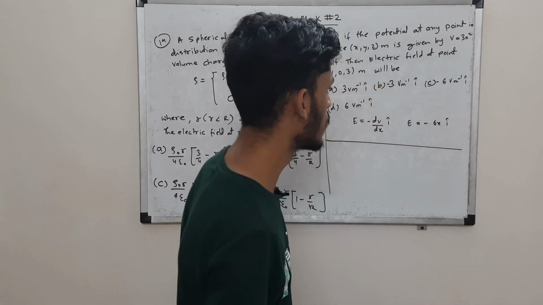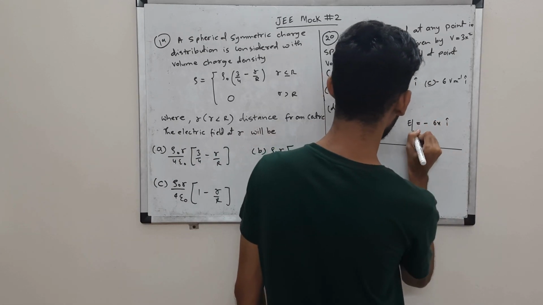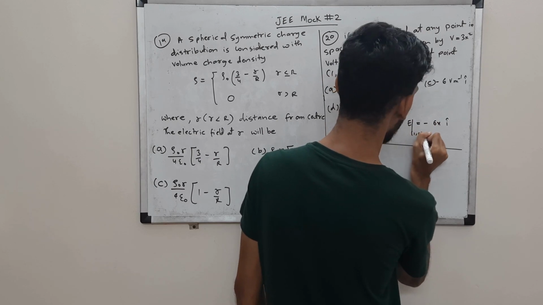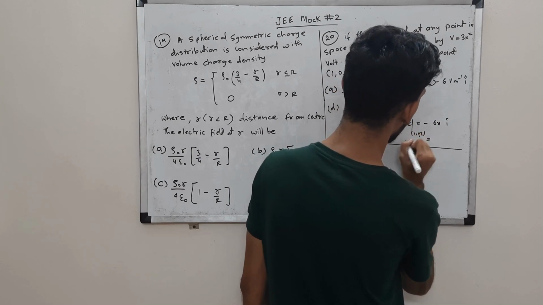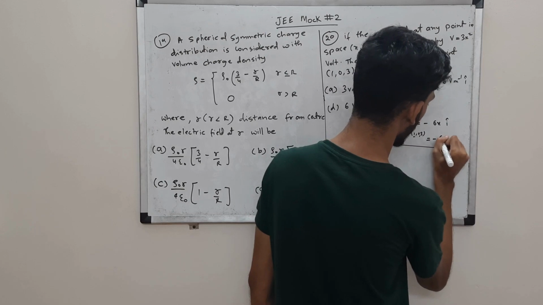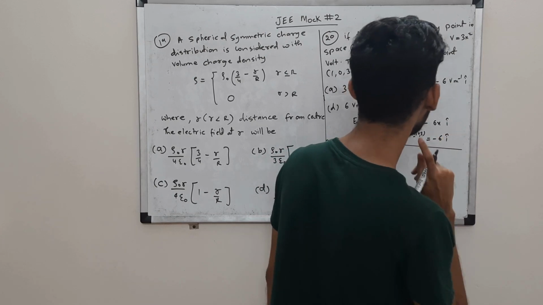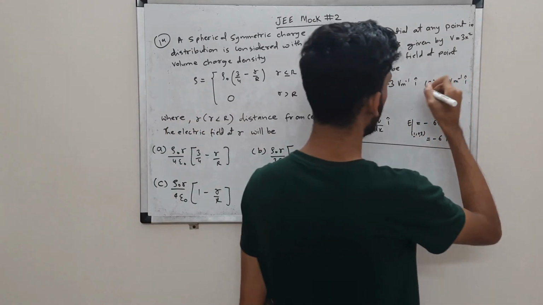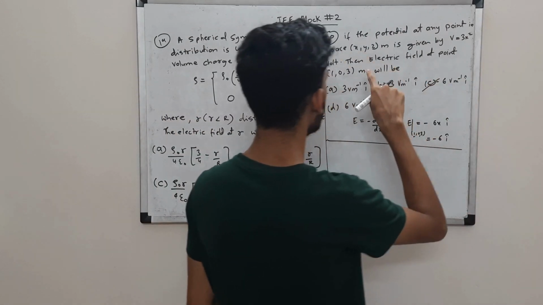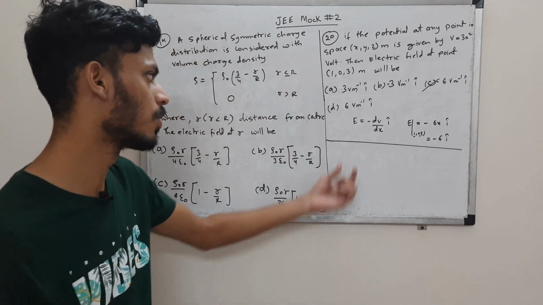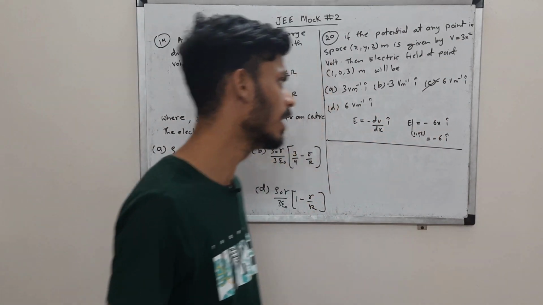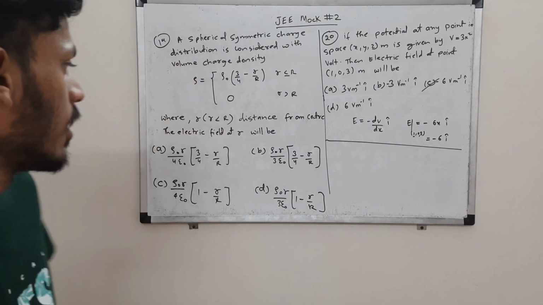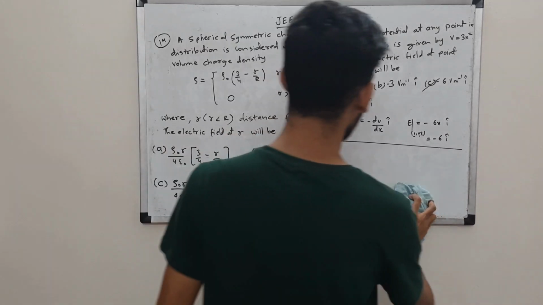You are supposed to find the electric field at 1, 0, 3. So the x coordinate is 1, so just substitute x as 1. It gives minus 6 i cap, so 6 volts per meter magnitude. It's in standard units: this is in volts and this is meter, so dV by dr is volts per meter. So minus 6 i cap. Let's clear off some space for the 19th one.